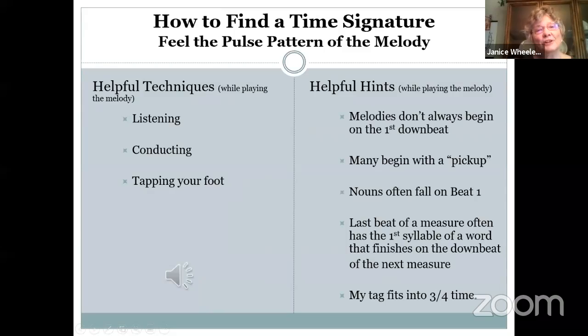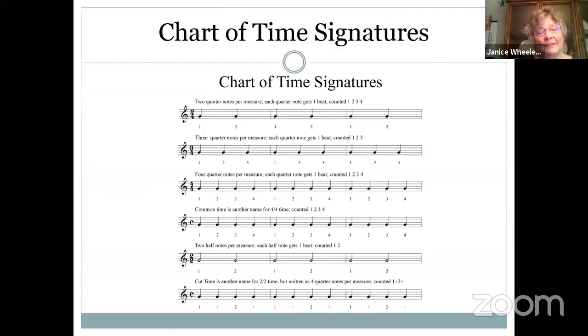And here's the chart of time signatures that are commonly used in popular music and also in our music in barbershop. And as you can see there, 3/4 time has 3 beats per measure and is counted 1, 2, 3, 1, 2, 3, 1, 2, 3.